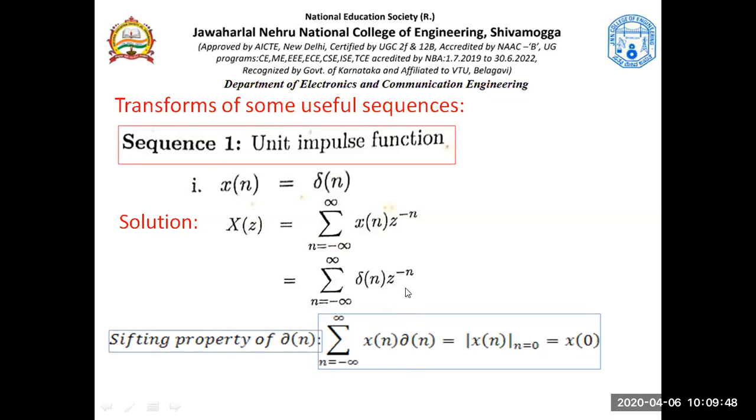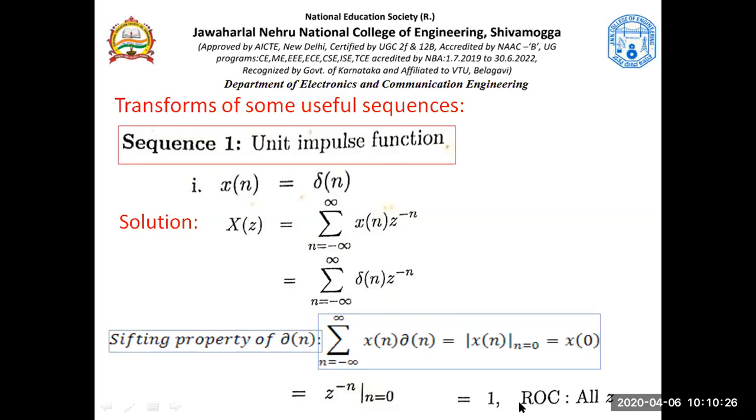So this will be evaluated at n equal to 0. We evaluate this at n equal to 0 because delta of n exists only at n equal to 0. That's why this summation can be seen as z to the power of minus n being evaluated at n equal to 0. Understand that? So when we evaluate it at n equal to 0, it becomes z to the power of minus 0, or z to the power of 0, which is 1. Anything to the power 0 is 1. That's why the z transform of delta of n happens to be 1.